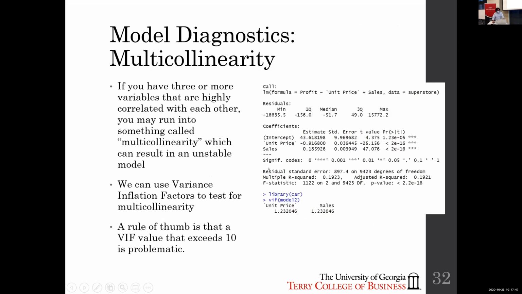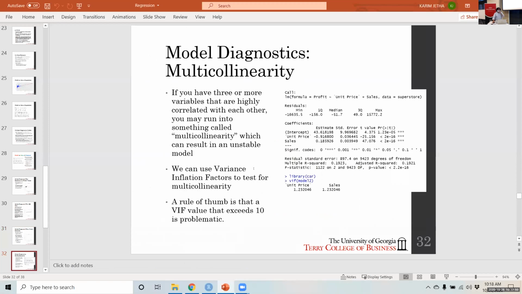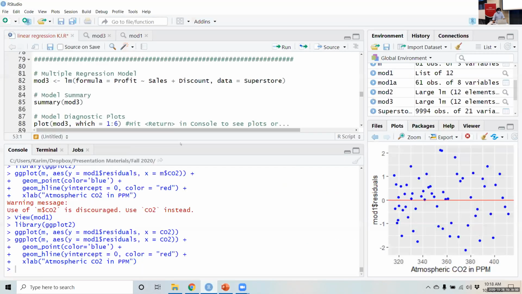And then the last thing is multicollinearity. Multicollinearity exists when you have multiple predictor variables that are highly correlated with one another, right? So in this case, the model that we were using was sales and discount. If you have a correlation within your predictors, in this case within sales and discount, that can create instability in your model. If there's a lot of covariance between sales and discount, right? We're trying to predict profit, and the predictors we're using are sales and discount, right?